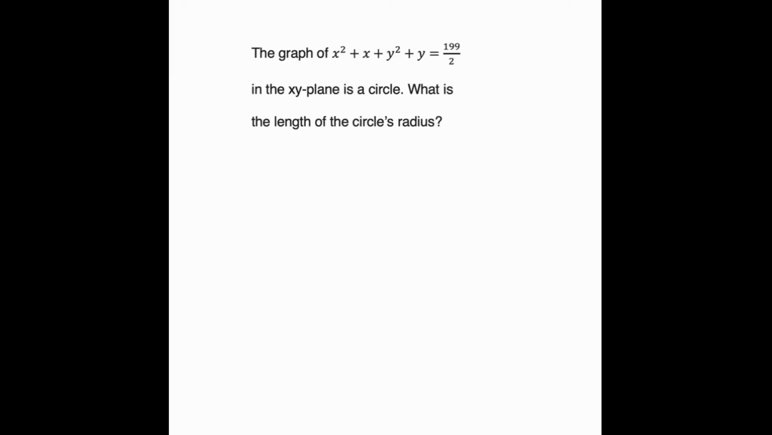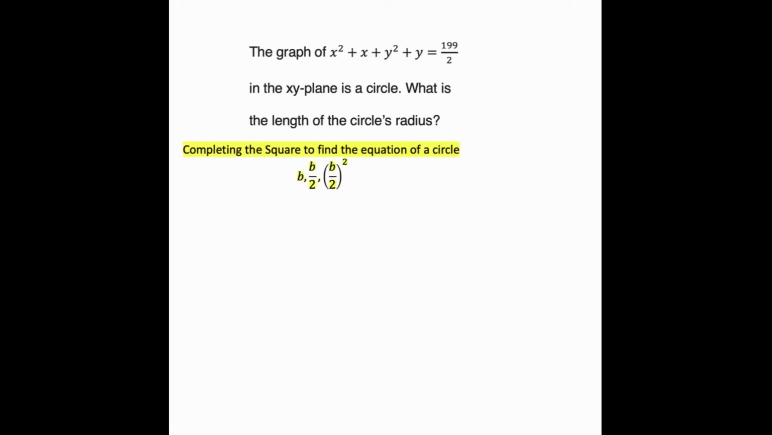In this question, we have the equation of a circle, but it's not in the right format where we'd be able to get the center and radius of it. So to convert it to the right format, we need to use the completing the square method, which looks like this. And you're going to want to memorize the saying, b over 2, b over 2 squared.